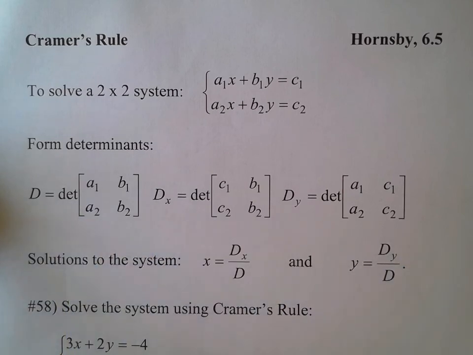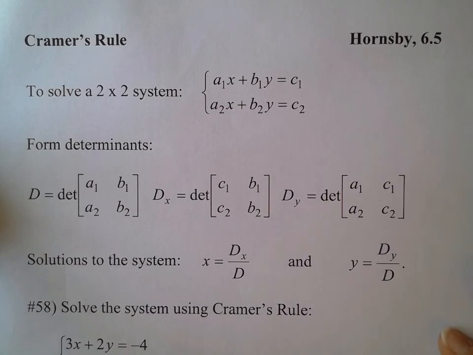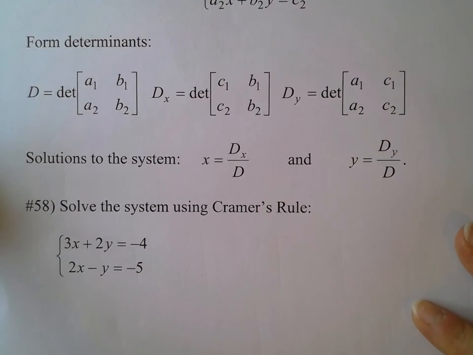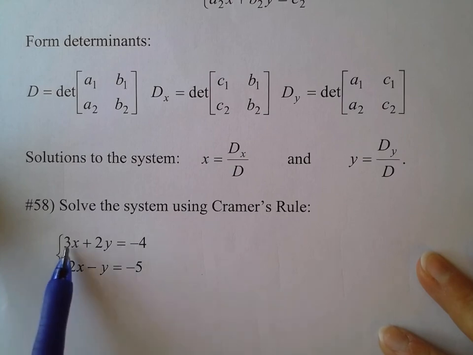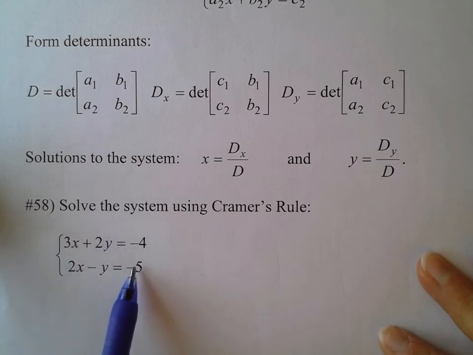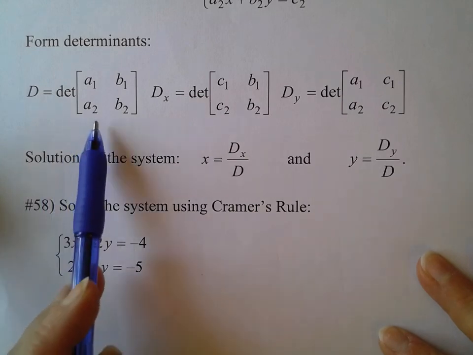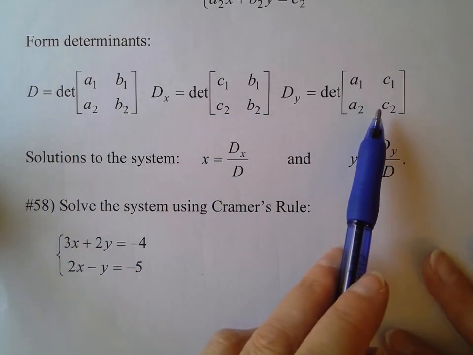So let's try this out. This is not something I will ask you to memorize. If I do ask you to use Cramer's rule on a test or any kind of assignment, I'll definitely copy this down for you, because I don't really feel like that's something that might be worth memorizing yet. Okay. All right, so remember this is A1, B1, C1, A2, B2, C2. So we're going to form these 3 matrices and then do their determinants.